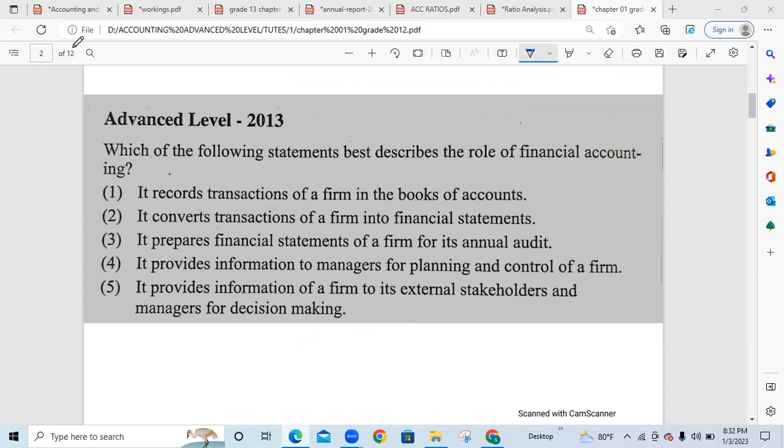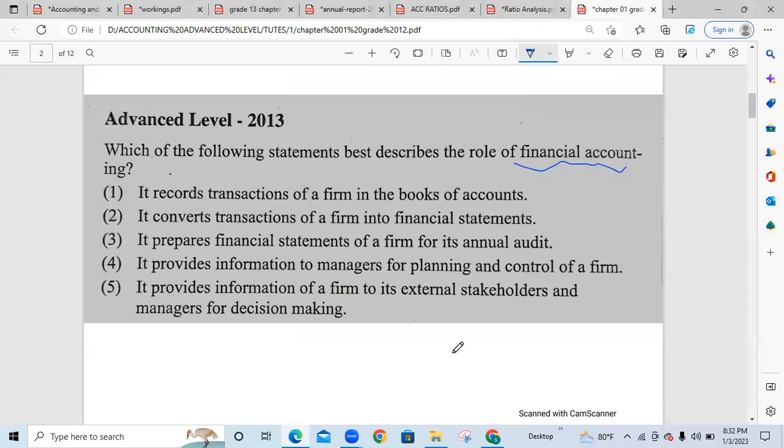Okay, which of the following statements best describes the role of, now they are asking only financial accounting. Guys, financial accounting provides financial information to whom? Stakeholders. No. External, be careful. Financial accounting, you should say external stakeholders.